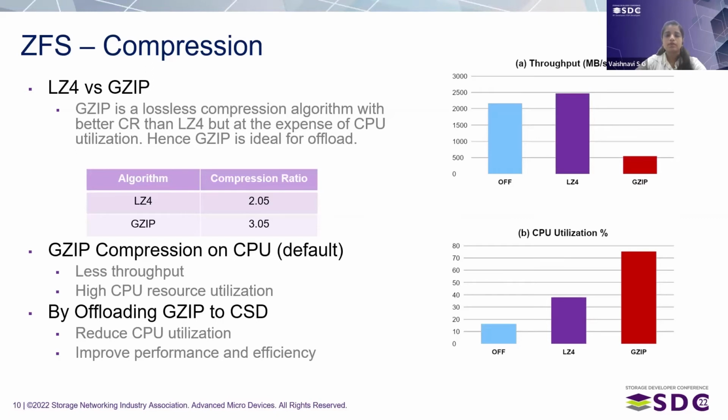and the throughput is also less. Every application today would want a lossless compression with a better compression ratio. Even though GZIP compared to LZ4 is giving us that, it's coming at the expense of higher CPU resource utilization and a lower throughput. We can say that an ideal compression algorithm would be one where we can achieve good compression ratio with higher throughput and lesser CPU resource utilization. So we chose the GZIP algorithm for offloading.